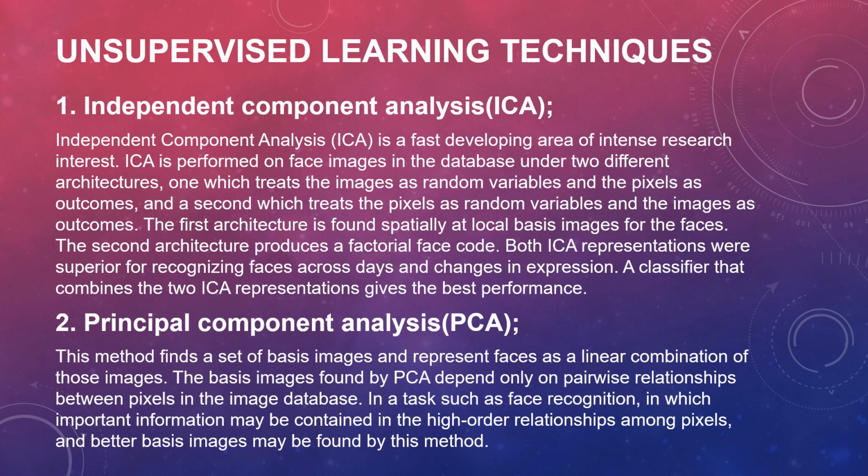The second one is principal component analysis. This method finds a set of basis images and represents faces as a linear combination of those images. The basis information found by PCA depends on pairwise relationships between pixels in the image database. In a task such as face recognition, in which important information may be contained in higher order relationships among pixels, ICA may be the better method.